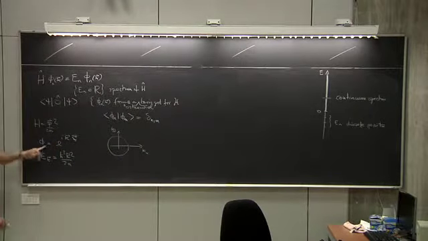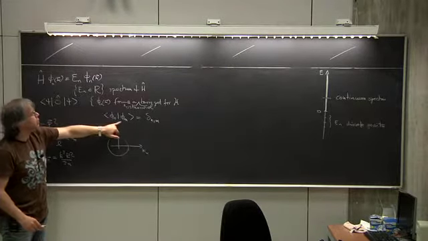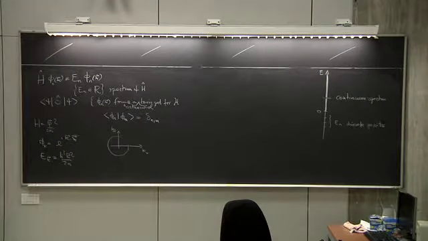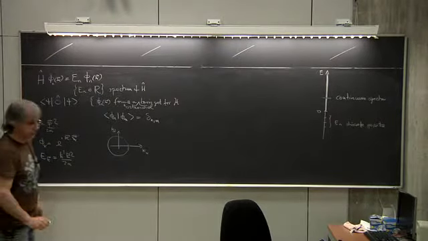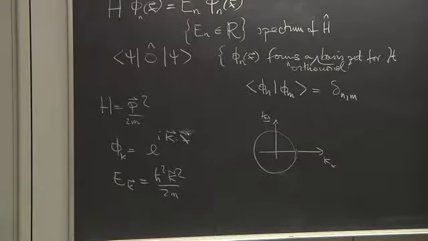Another comment is the fact that this object here, like what I was stating here, is not normalizable in the infinite space. Okay, and we will return to this in a second. Is this clear?